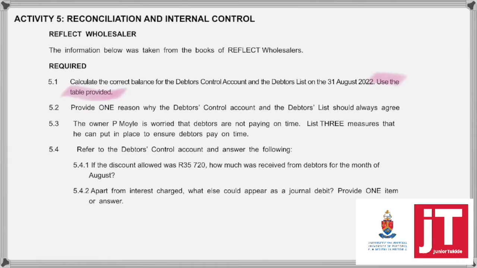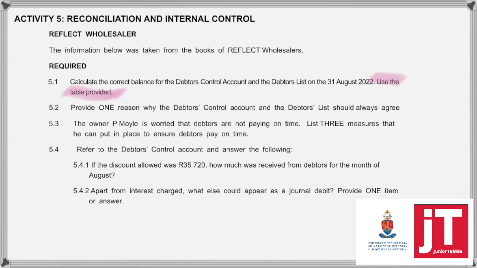So if we look at Activity 5, it says, the information below was taken from the books of Reflect Wholesalers. Calculate the correct debtors control account and the list on the 31st of August 2022. Use the table provided. So it's a table format and it's not a debtors control account or a debtors list. So we don't really need to go through steps 1, 2, and 3 in terms of seeing if our layout is correct or the adding or the balancing has been done correctly. You start with balances and then you make corrections as you go along. So you're going to start with step 3 and 4 if they give you a table layout.